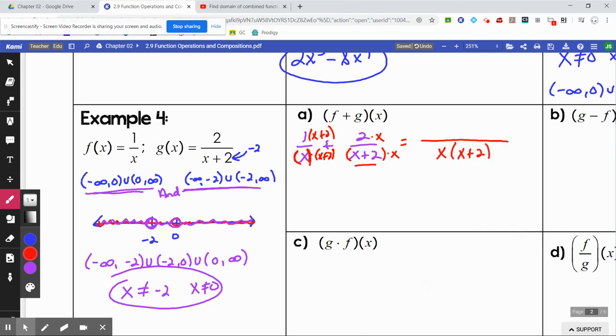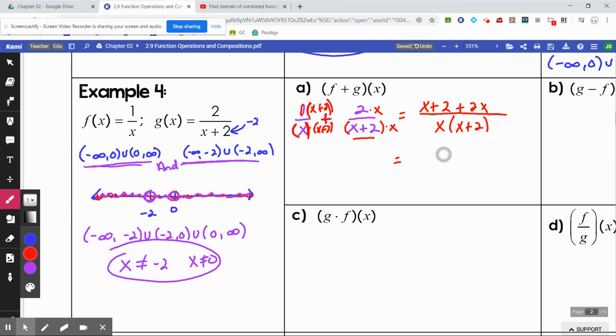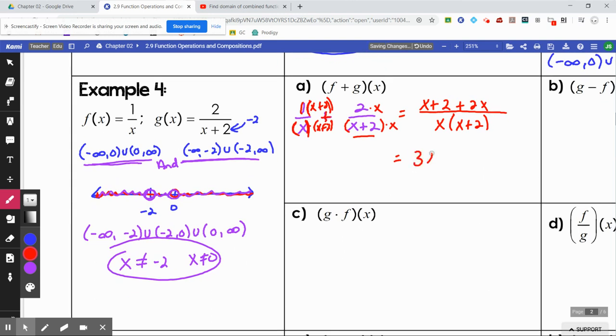And now on top, I have 1 times x plus 2 plus 2 times x. So let's combine our like terms. x plus 2x gives you 3x plus 2 over x times x plus 2. So that's our final answer.